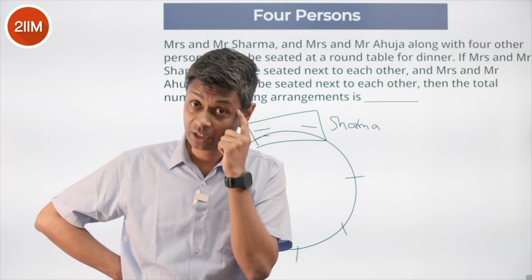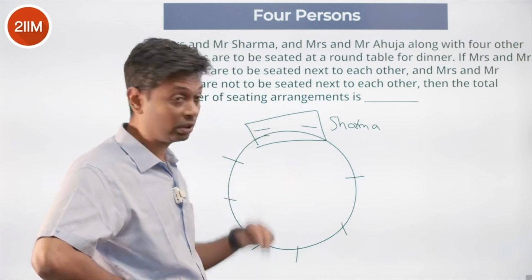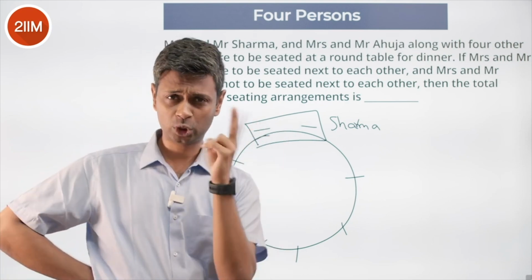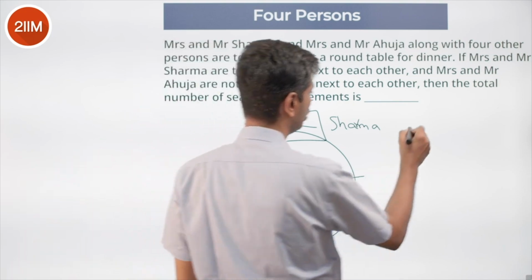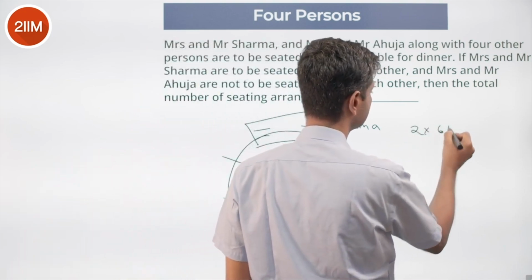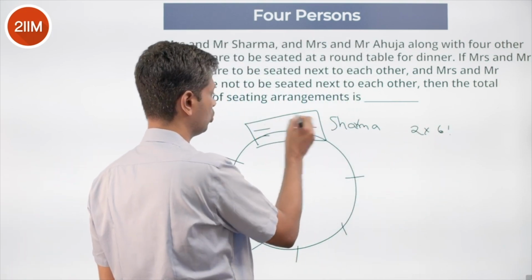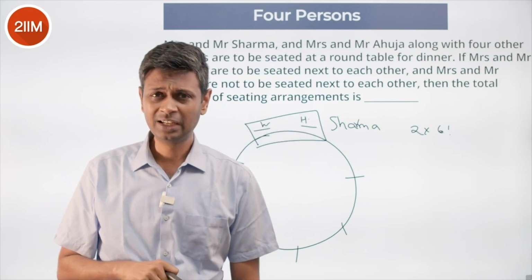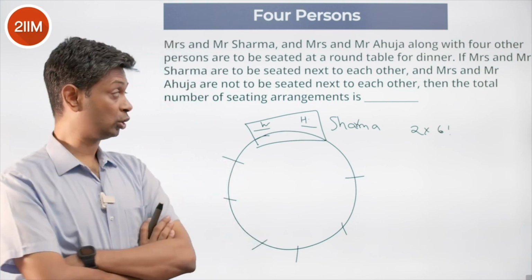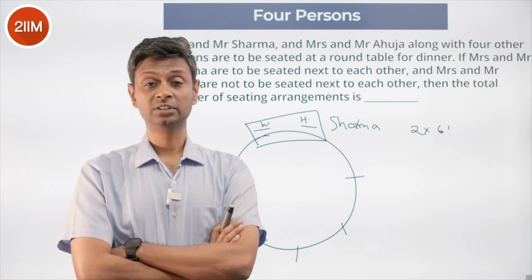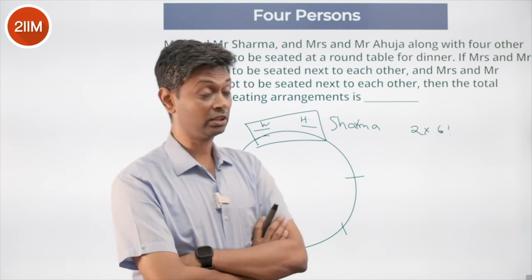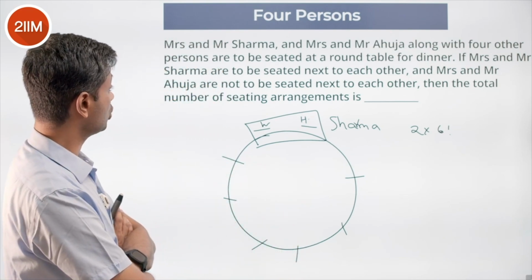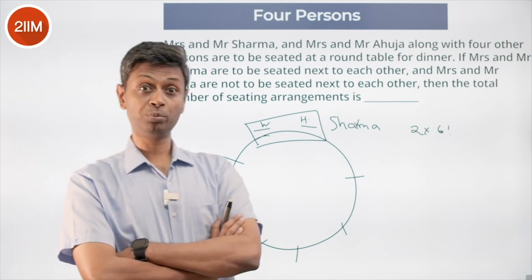To keep one thing in mind, Mr. and Mrs. Sharma are together. They could be Mr. and Mrs., or Mrs. and Mr., both ways. So my answer would be 2 into 6 factorial. Husband and wife, or wife and husband, both will work. But it's not enough. It's not my answer, because 2 into 6 factorial does not account for the fact that Mr. and Mrs. Ahuja are not to be seated next to each other.